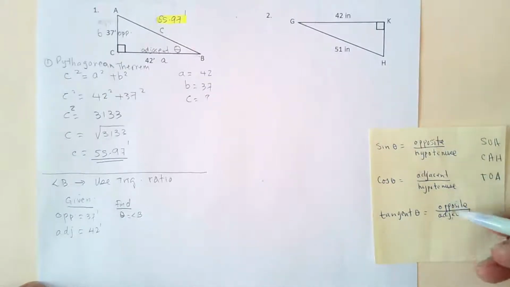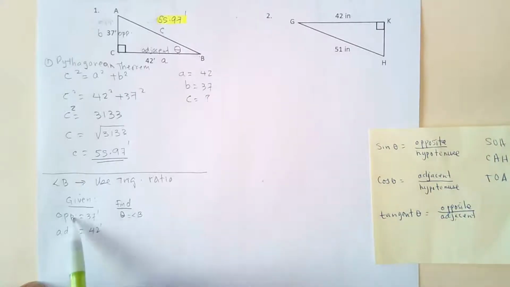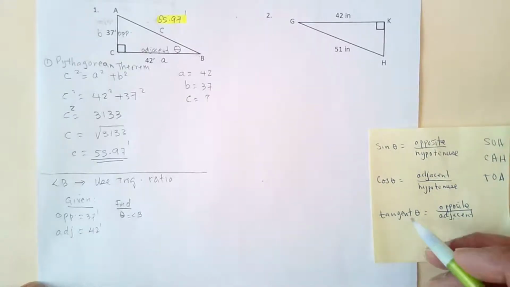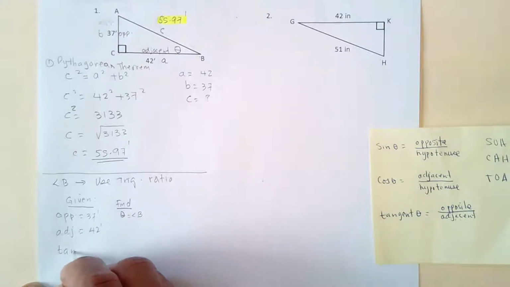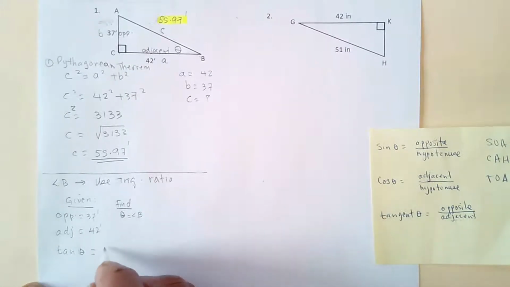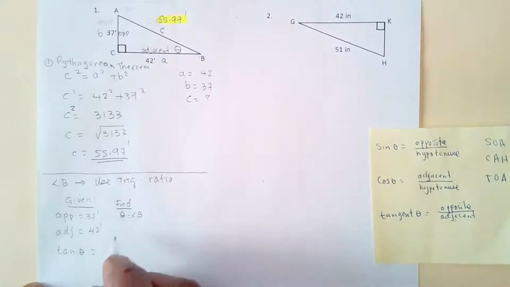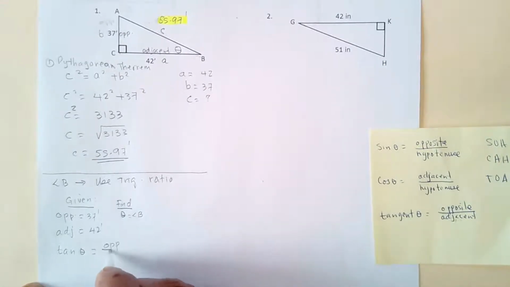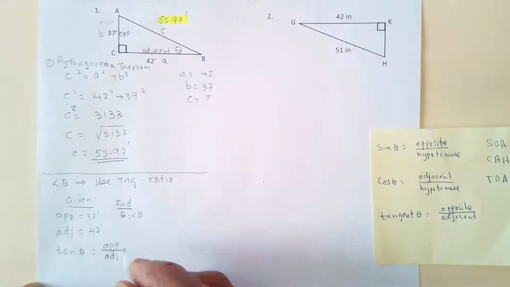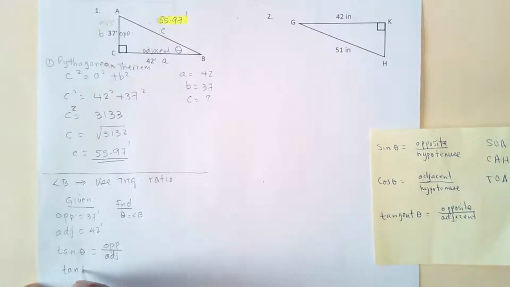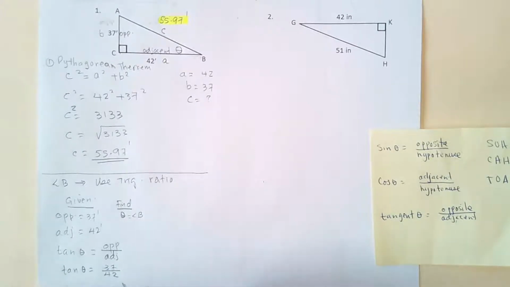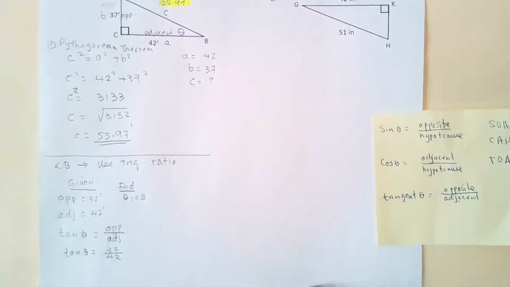So we make a reference to our trig ratio, and we look for opposite and adjacent, and that's tangent. So tangent theta is equal to 37 opposite. I'll just write out the trig ratio here. So tangent theta is 37 divided by 42. Now we have to use our calculator.